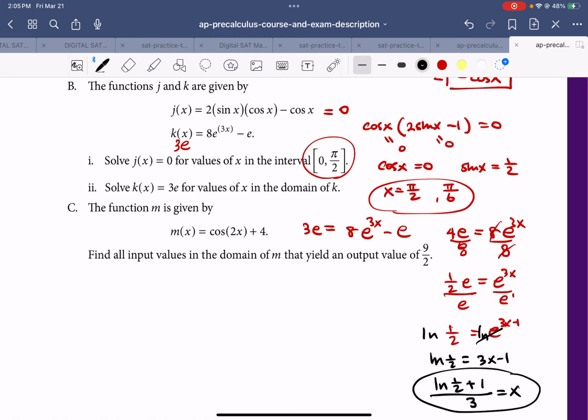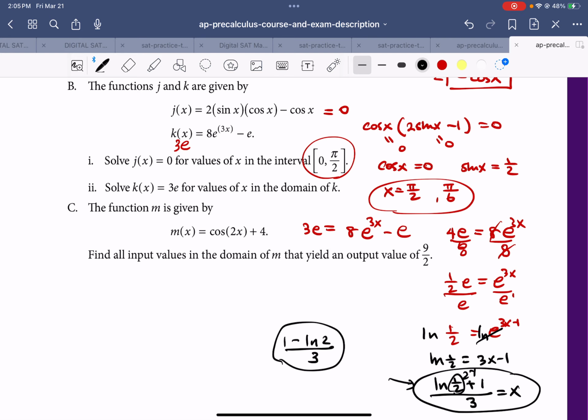You can put it this way, but in the answer key they put it as 1 minus ln 2 over 3. But that's basically the same thing, because 1/2 is 2 to the negative 1, and the negative 1 you take in the front, so it'll be negative ln 2, right? So if you switch with 1, then 1 minus ln 2. So either this way or this way is also correct.